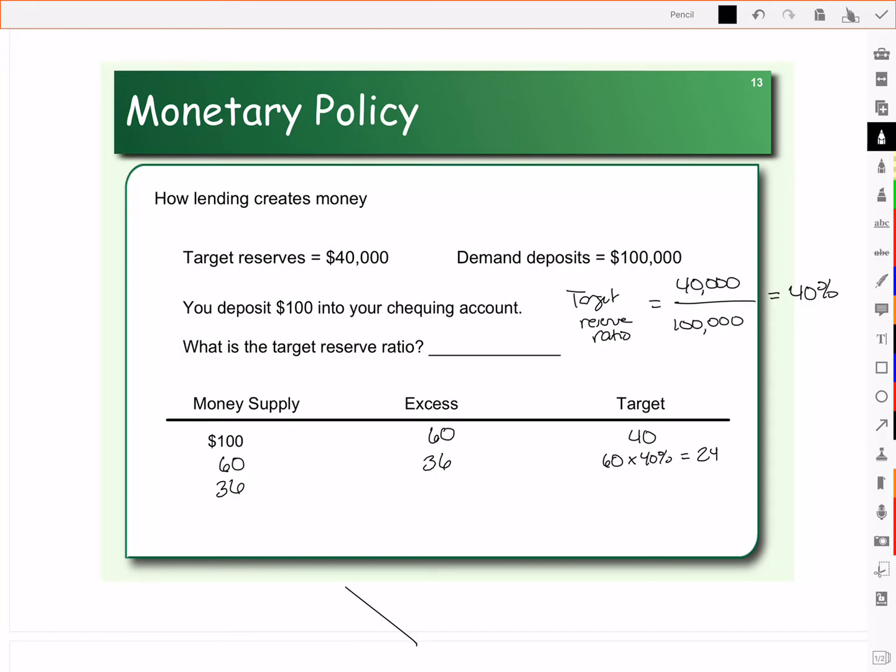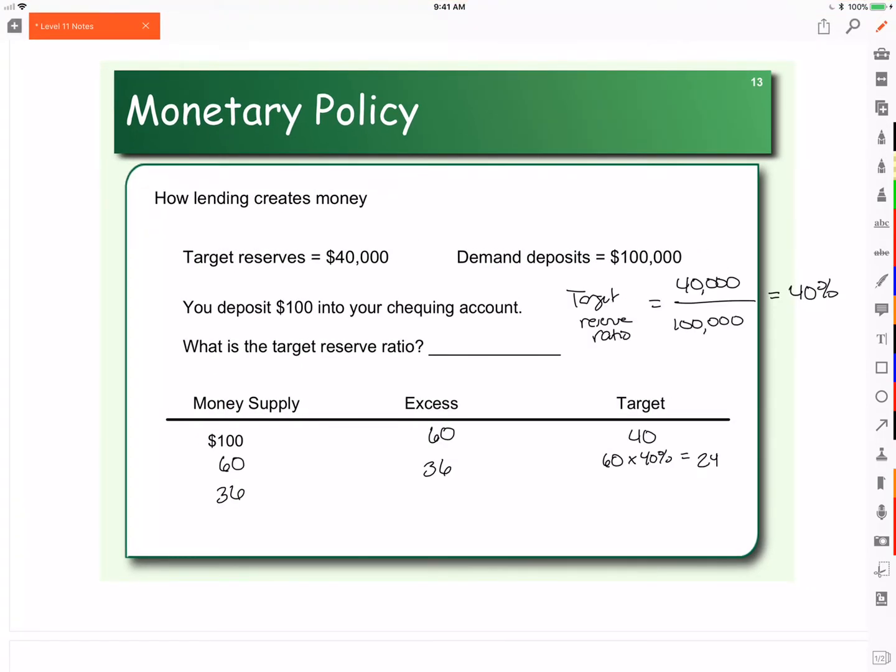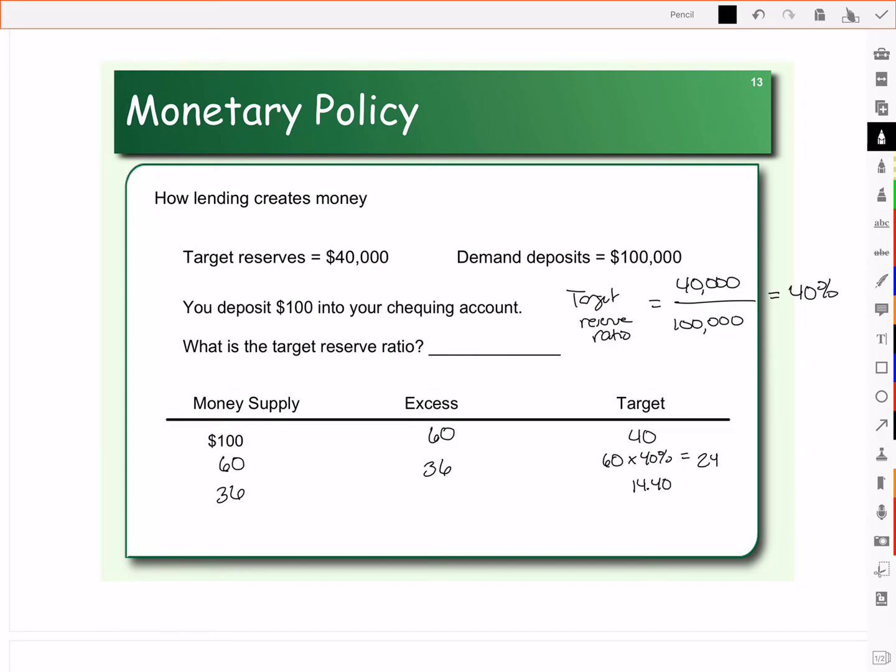So of the 36, 40% of that has to be held as cash. Right? So $14.40 has to be held as cash, and the rest becomes excess reserve. So 36 minus 14.40, there's $21.60 in excess reserve. And the $21.60 in excess reserve can be lent out. So somebody else gets a loan of $21.60, and they put that money into their checking account.